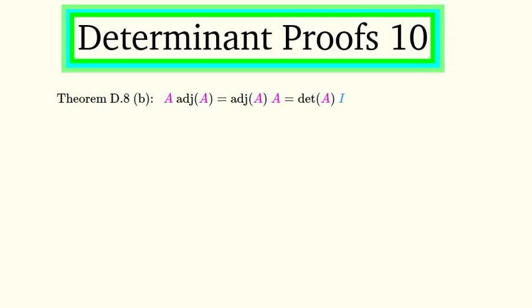Hello and welcome to this video about determinant proofs. In this video we'll prove this theorem, that a matrix multiplied by its adjoint on either side is equal to a diagonal matrix with all of its diagonal entries being equal to the determinant of A.